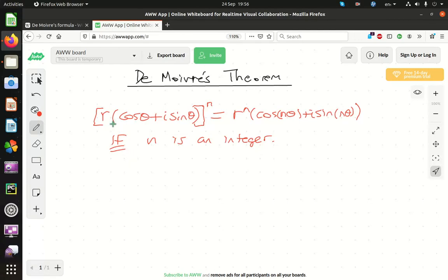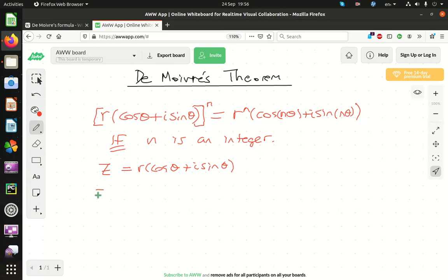Now, I've said, open bracket r cos theta plus i sine theta, which is just our typical modulus argument form of a complex number. All of that to the power of n simply equals, well, r goes to the power of n, but for the cos theta plus i sine theta bit, there you're going to actually multiply the arguments by n. If I can just give you some intuitive reasoning for that, let's say z is r cos theta plus i sine theta.